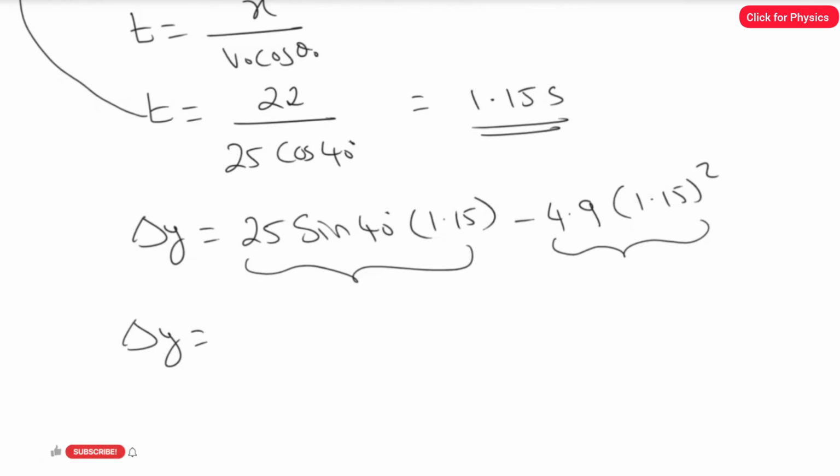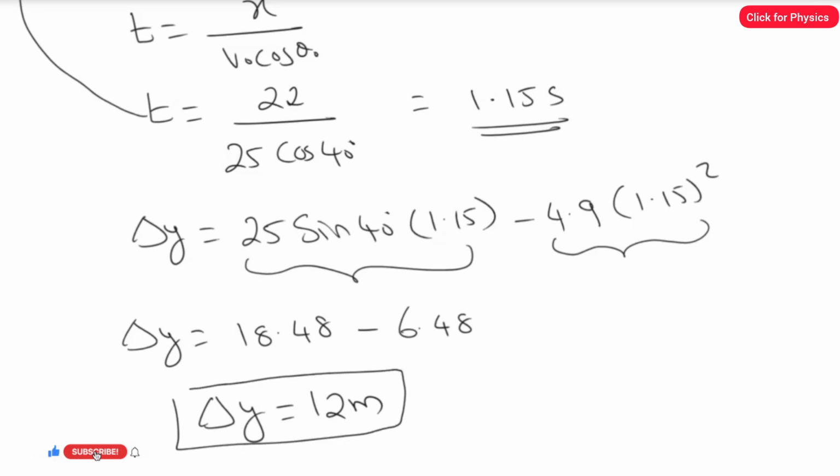I got the answer here as 18.48, minus, then I have to find the answer for 4.9 multiplied by 1.15 squared. I got the answer as 6.48. So therefore delta y is equal to 12 meters. That is the answer for our question A.